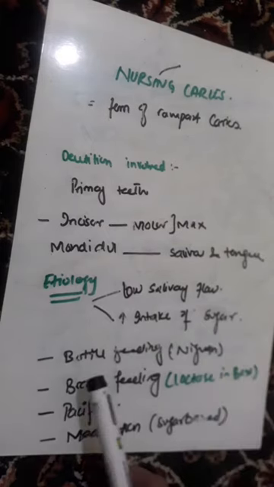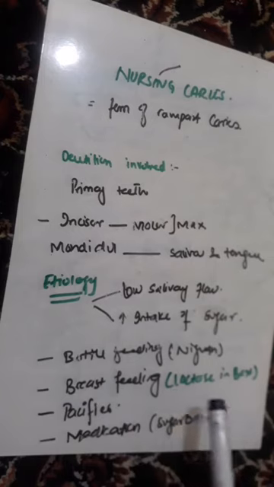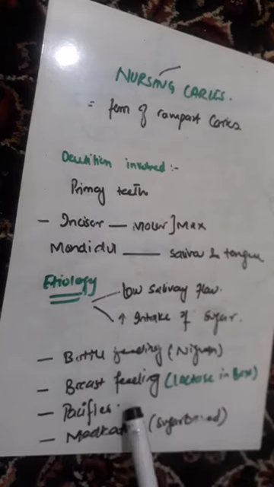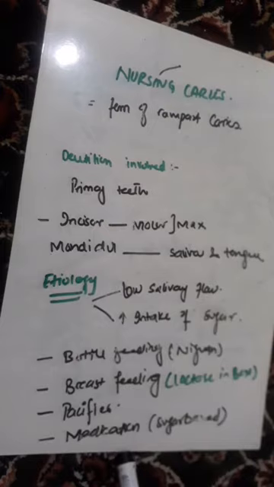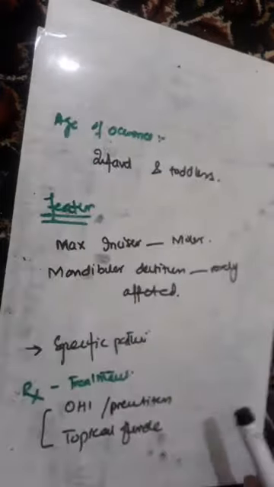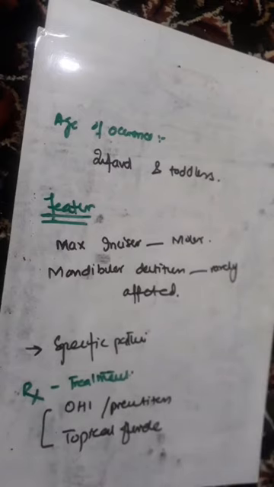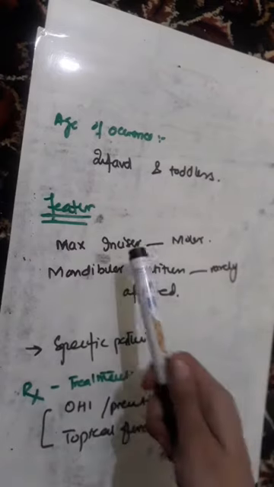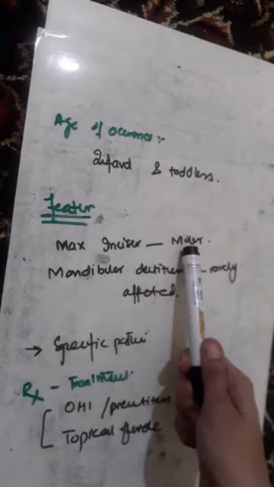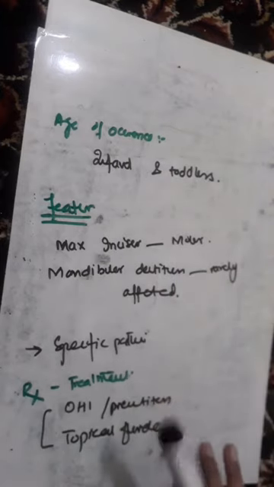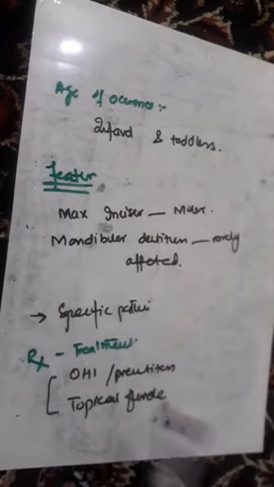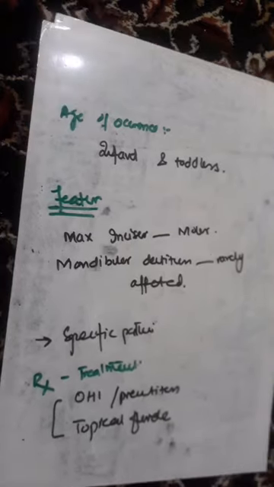To be specific, there is bottle feeding at night and breastfeeding; the lactose in breast milk causes the nursing caries. Pacifiers that might be dipped in some sweeteners, and the frequent intake of sugar-based medications. Then comes the age of occurrence. It mostly happens in infants, and the feature of nursing caries is that maxillary incisors and molars are involved, as it follows a specific pattern. Treatment is preventive measures, oral hygiene instruction, topical fluoride. This is all for the nursing caries.